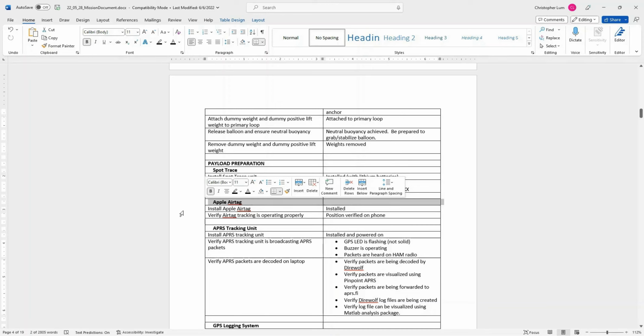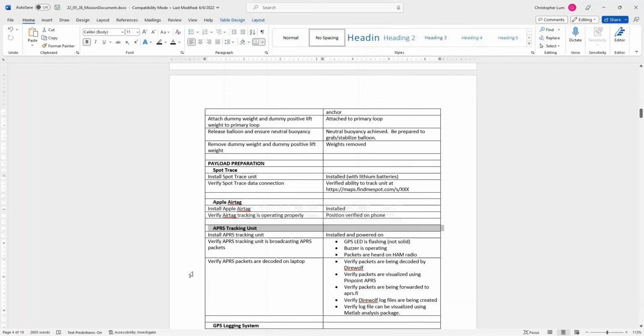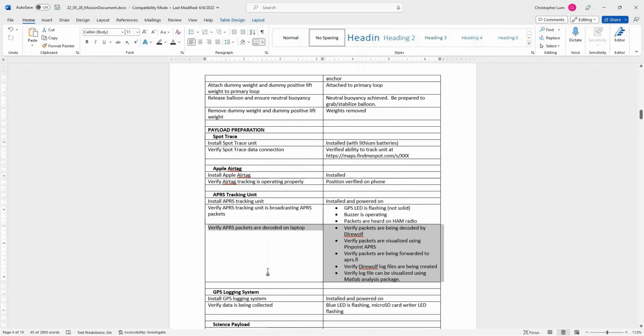After that was installed, we then put in the AirTag, and we verified that the AirTag was able to talk to a phone and track its location. Again, this is not a good tracking system. We were not going to be depending on this. This really was our third string backup. Our second string backup was our APRS tracking unit. So we installed that, and we made sure that all of the LEDs and the buzzers were operating properly. We made sure that we were able to hear the packets being broadcast by the APRS tracking unit on our ham radio. And then we verified that we were actually able to decode those packets on our ground station and visualize it and track it from the ground. So that hopefully gets all of our tracking ready to go.